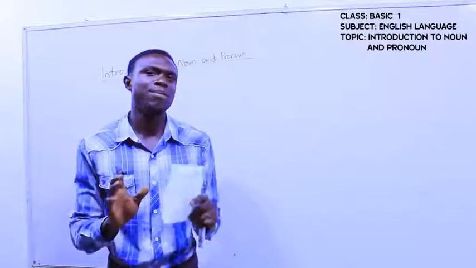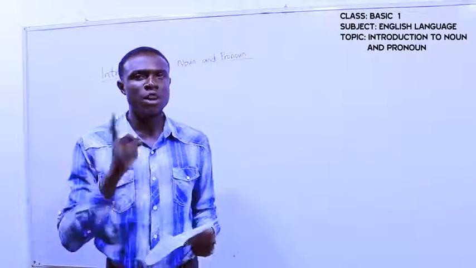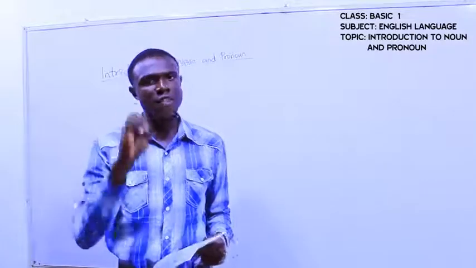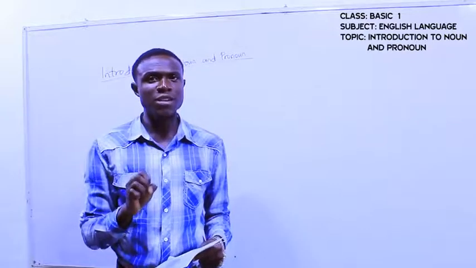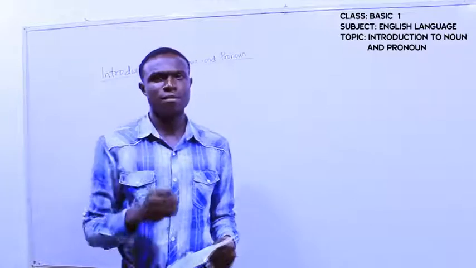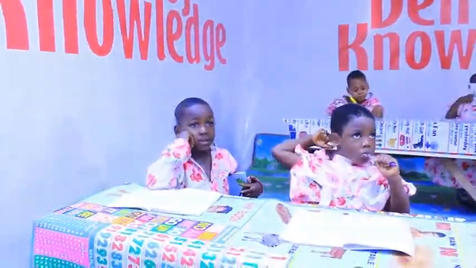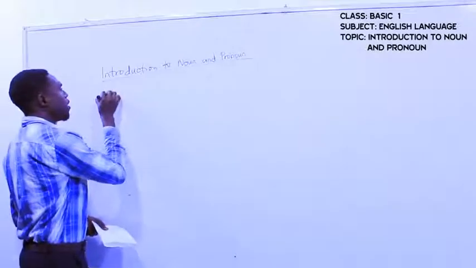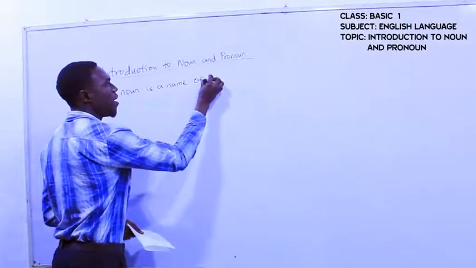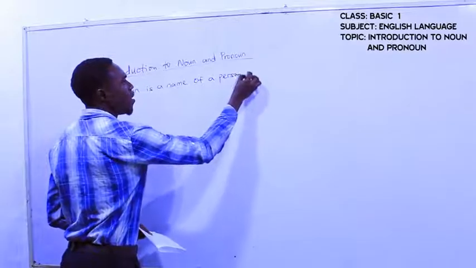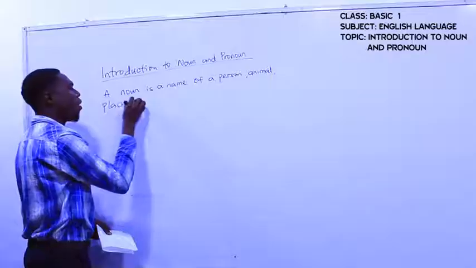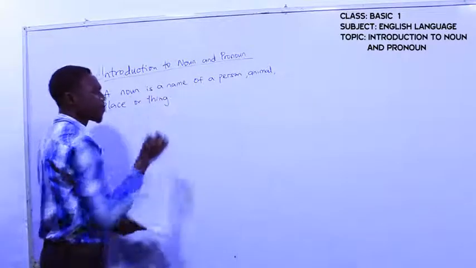What is a noun? Simply said, a noun is a name of a person, animal, place, or thing. A noun is a name of a person, animal, place, or thing.